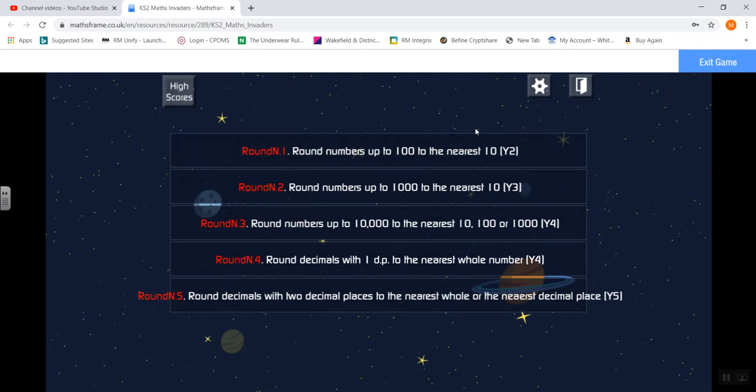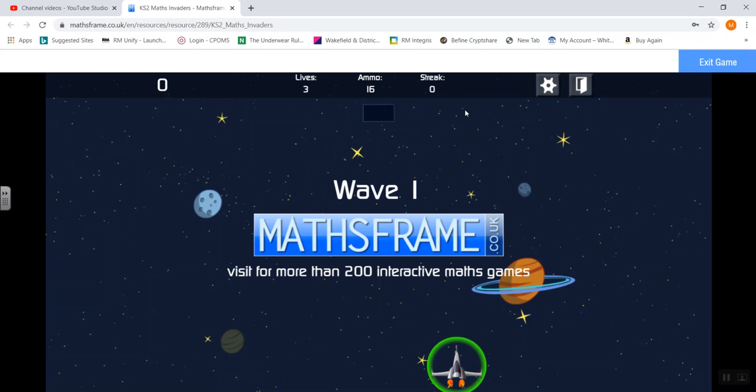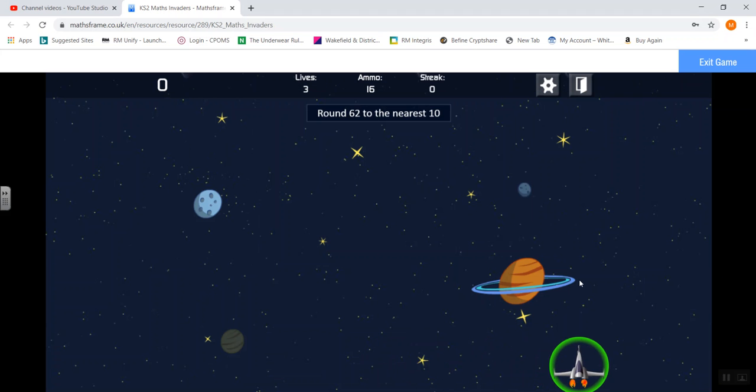The thing we've been practicing is rounding to the nearest 10, and you could practice rounding to the nearest 10 in this section as well. But we're going to stick with rounding to the nearest 10 here. Now you can have very easy, easy, normal, hard and very hard. I'm going to go to the easy ones because I want to show you the game. And I'm also just going to turn the music off so that it doesn't get in our way.